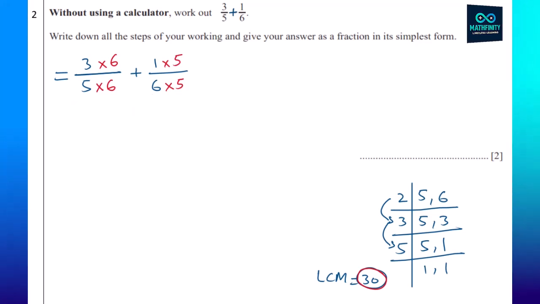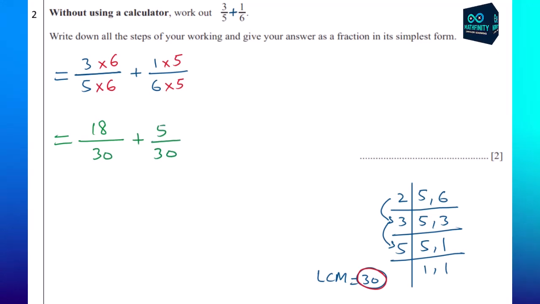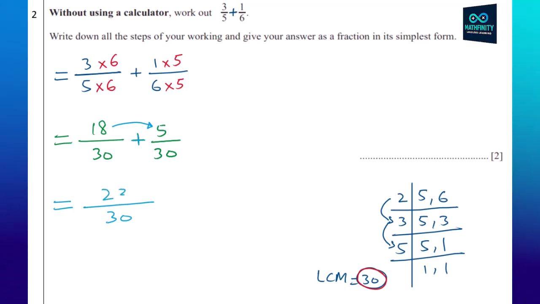After this, just multiply and write the answer right here. 3 times 6, 18 over 30 plus 5 over 30. We made the same denominator, and I already discussed with you that for addition and subtraction we have to make the same denominator. After making the same denominator, you will write the denominator one time and you will add or subtract the numerators. As the addition sign is between them, we will add 18 plus 5, 23.